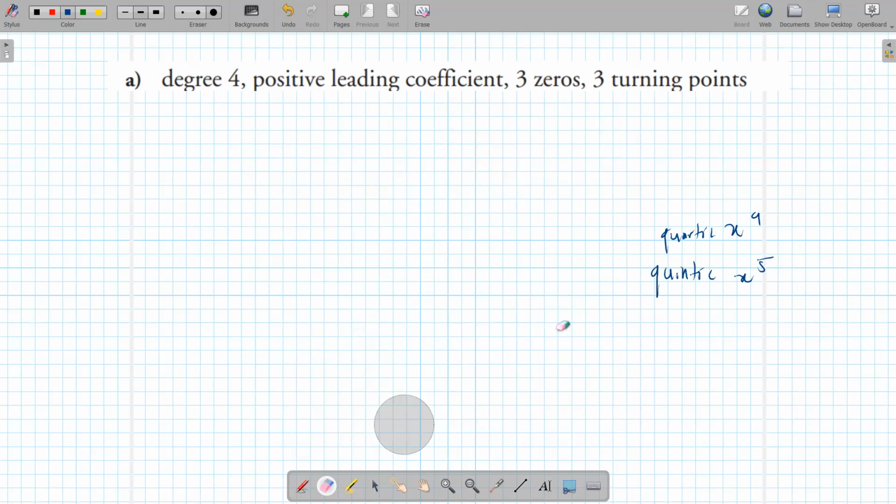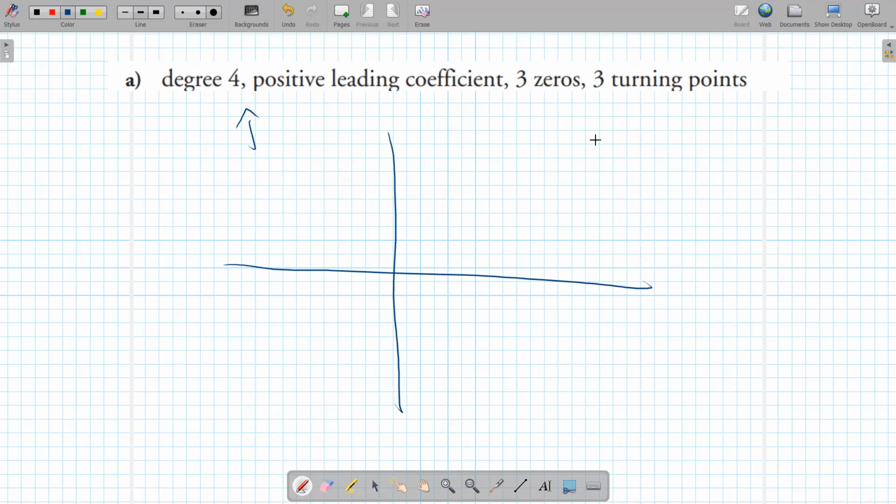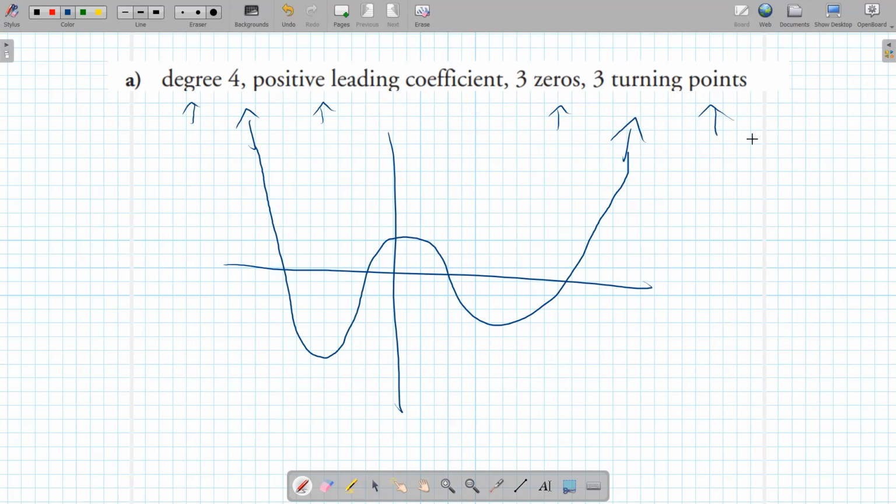Let's look at this question. Degree 4, so we know it's a positive leading coefficient, so we're going to start here and end here. 3 zeros and 3 turning points. So what could a possible graph look like for this? Very simple question. We've done this a few times now, something like this. Actually, that's wrong, because this one doesn't satisfy one of these conditions. Which one does it not satisfy? The 3 zeros. Exactly. How many zeros does this have? This has 4 zeros. So we need to change this a little bit.